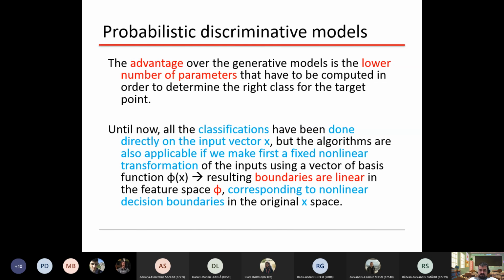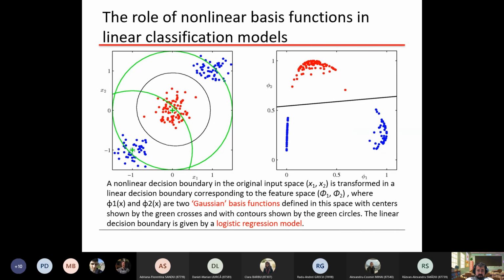So why are we doing this? Because by making this nonlinear transformation, we transform the problem, we take it into a new space where the boundaries between classes are linear in the feature space phi, but correspond to nonlinear decision boundaries in the original space x, that has, I don't know, the regular axes OX, OY, OZ, and so on. And to understand better, let's see an example.